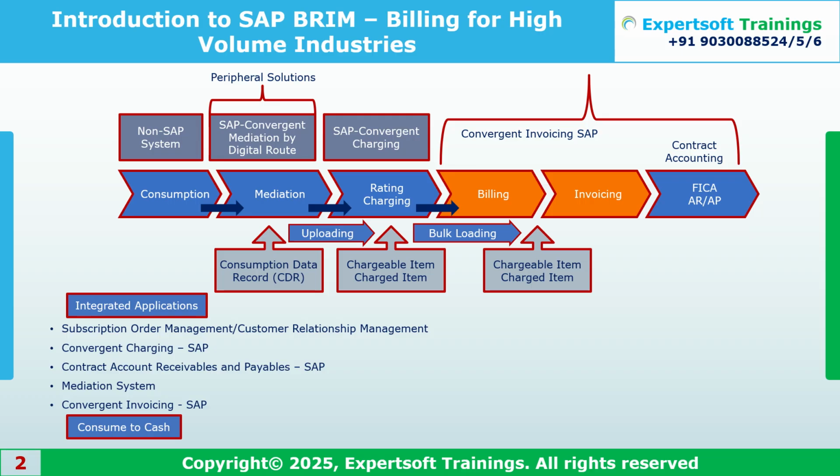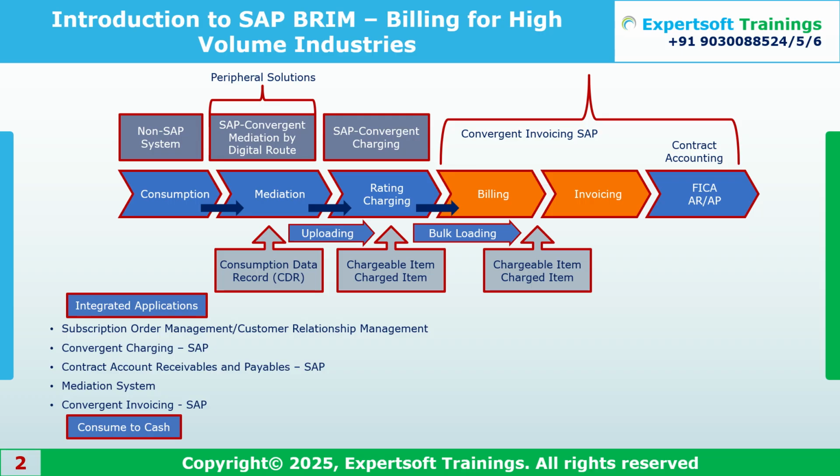As soon as a customer consumes any service, that means customer data consumption, like you use certain internet data, you place outgoing calls, you do printouts, that means you did certain consumption, right? Once you do the consumption, it generates a consumption data record, CDR, and those CDRs are stored in a non-SAP system. After that, those consumption data records move to SAP Convergent Mediation by DigitalRoute. It can be SAP Convergent Mediation by DigitalRoute, the CM system, or it can be another convergent mediation tool also. This is a peripheral application.